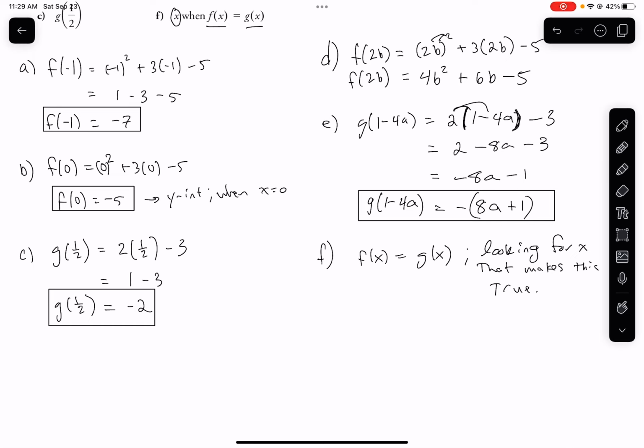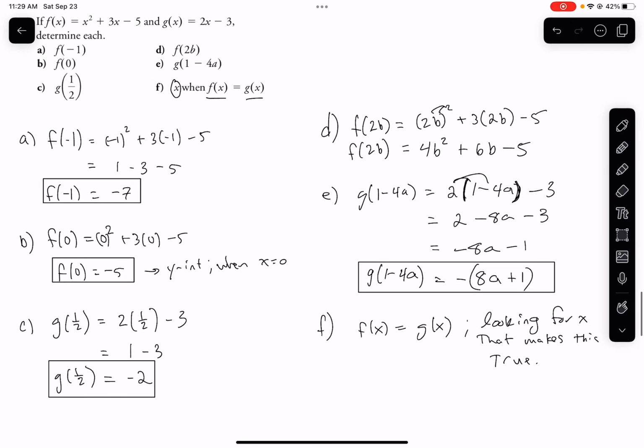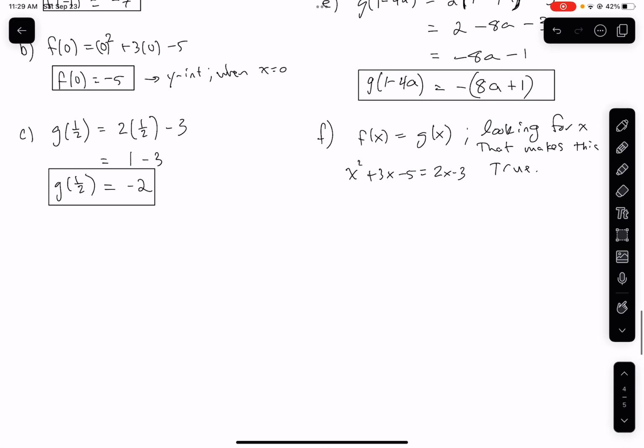Okay, so we're going to set the two equations equal to each other. We're going to have x squared plus 3x minus 5 has to equal 2x minus 3. We're going to pull on some of the skills that we reviewed at the beginning of the course, particularly around factoring and solving quadratics, to help us tackle this question.